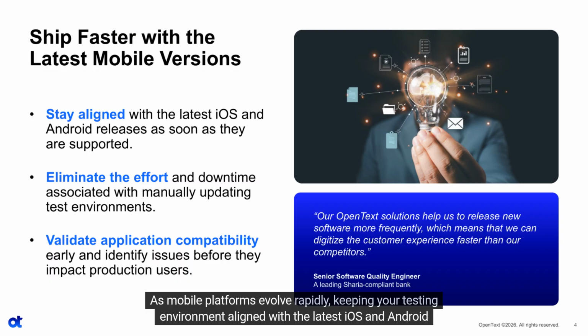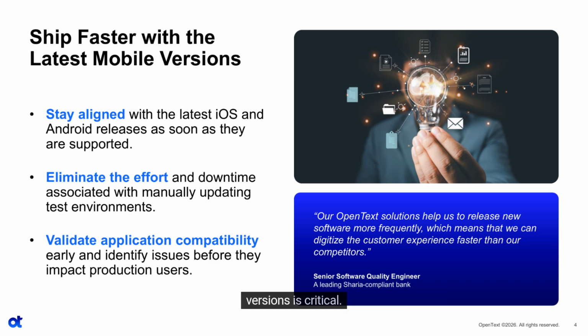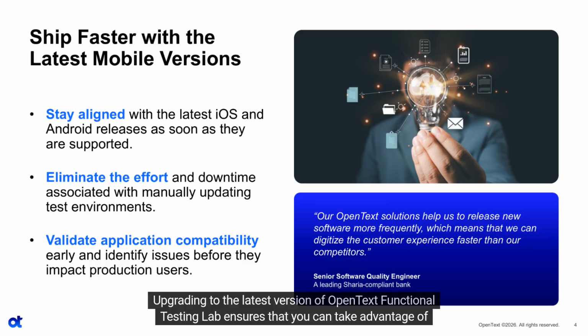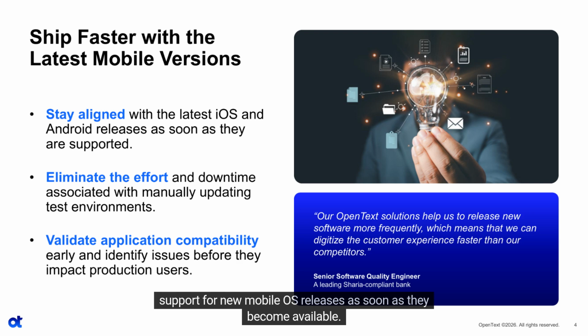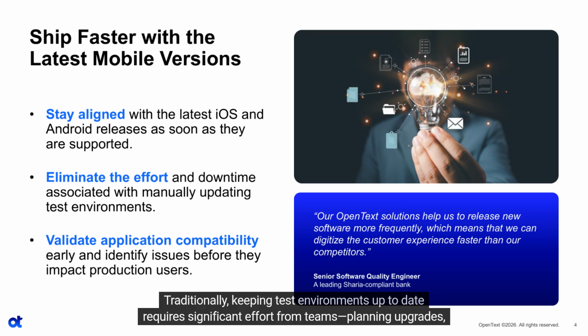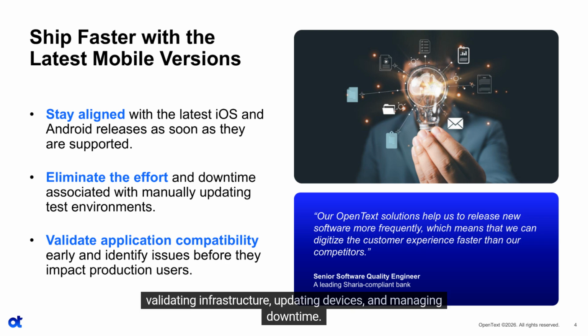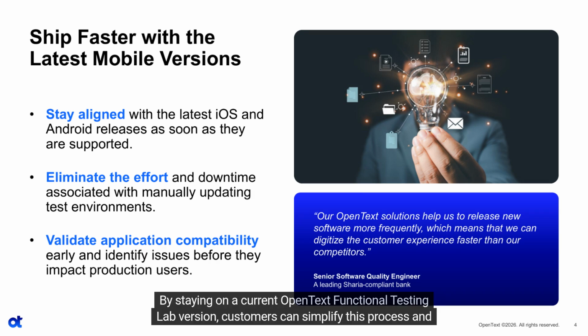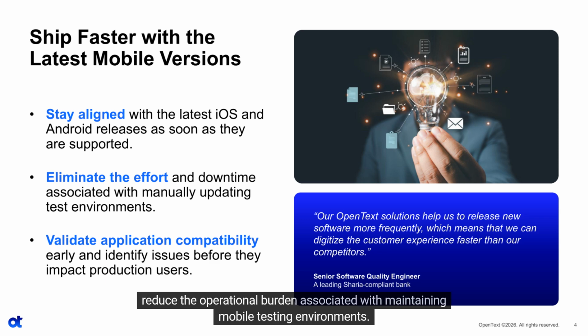As mobile platforms evolve rapidly, keeping your testing environment aligned with the latest iOS and Android versions is critical. Upgrading to the latest version of OpenText Functional Testing Lab ensures that you can take advantage of support for new mobile OS releases as soon as they become available. Traditionally, keeping test environments up to date requires significant effort from teams, planning upgrades, validating infrastructure, updating devices, and managing downtime. By staying on a current OpenText Functional Testing Lab version, customers can simplify this process and reduce the operational burden associated with maintaining mobile testing environments.